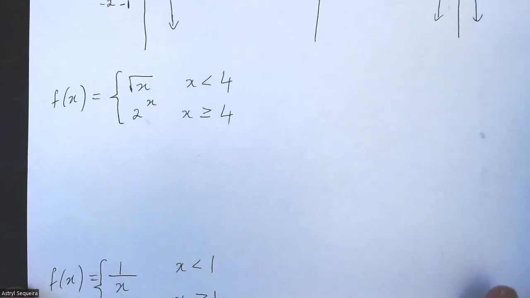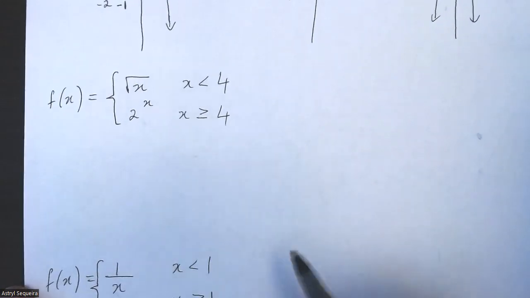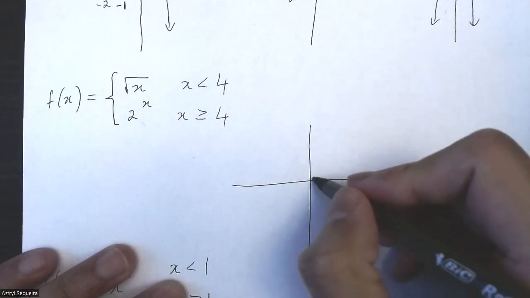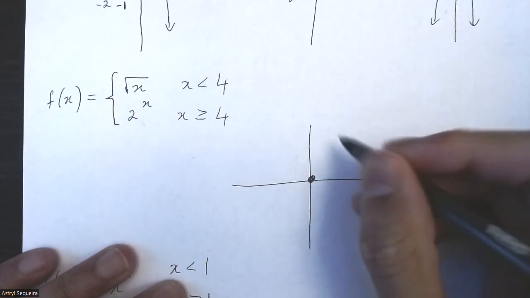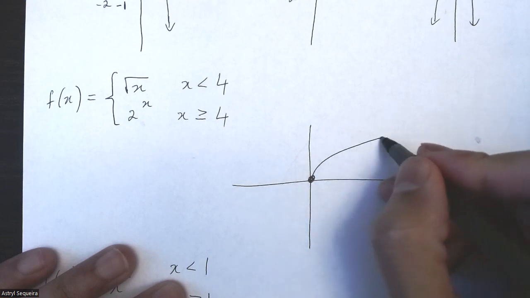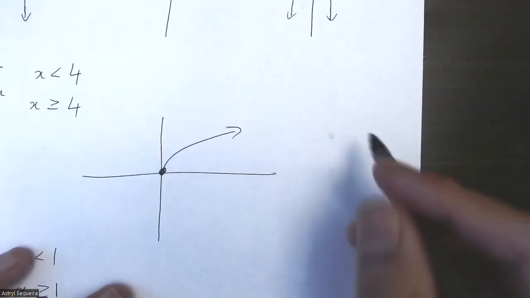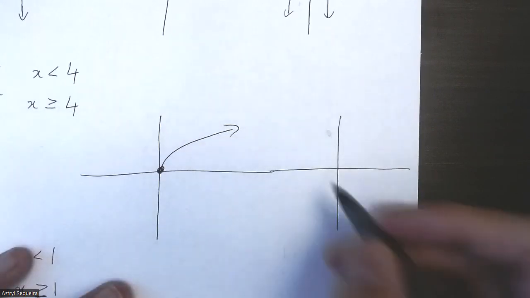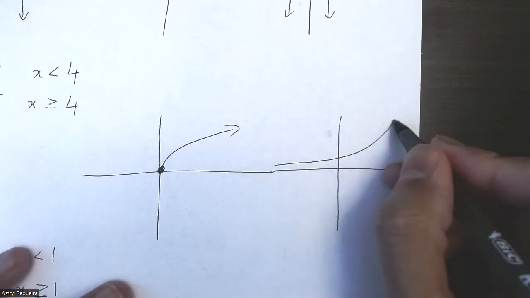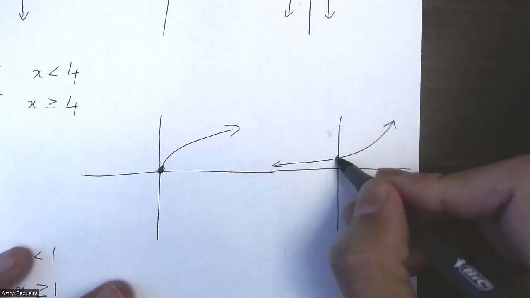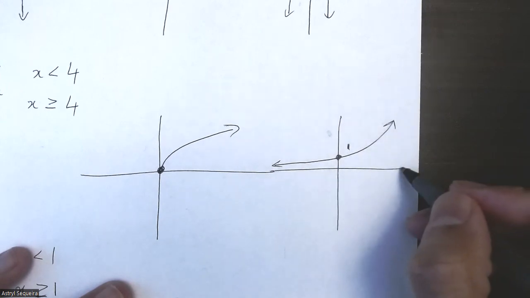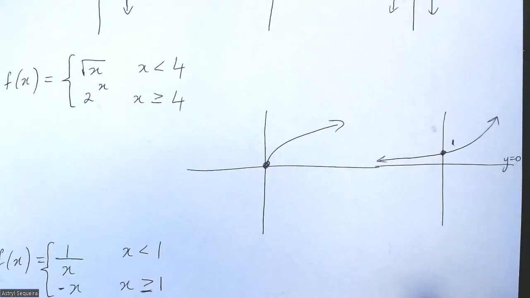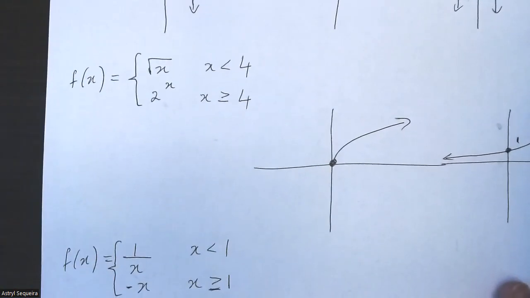Let's go to the second question over here. Our first function is a square root function. Square root of x, no transformations, just looks like that. Our second function is an exponential function. It's exponential growth. It's going to look like this. We have an asymptote at y equals 0. Now I want to combine these two functions over here.